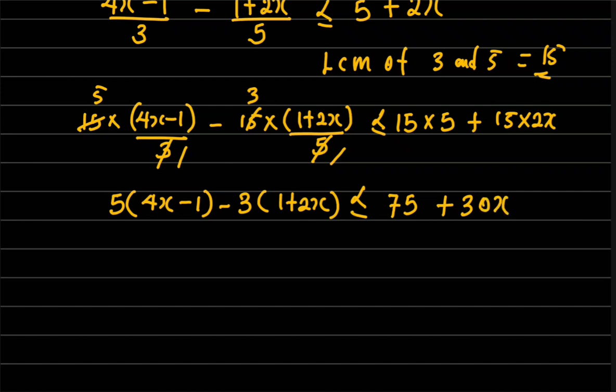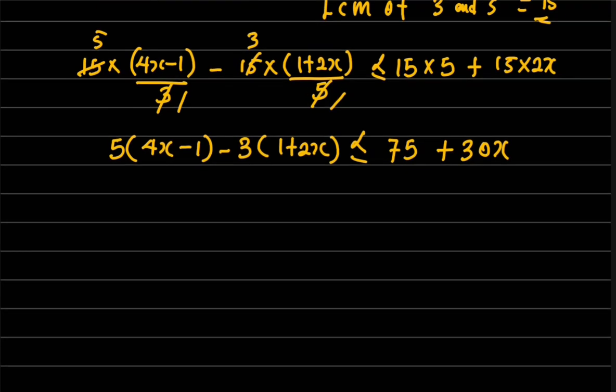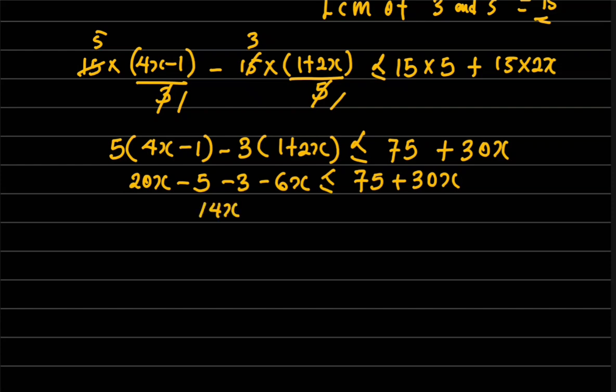Wow. Now, once you have this, the next thing you need to do is to expand everything so that you can collect like terms. 5 times 4x is 20x. Then minus 5. Then we have minus 3, then minus 6x, less than or equal to 75 plus 30x. Simplifying further, 20x minus 6x is going to be 14x. Then minus 5 minus 3 is going to be minus 8, less than or equal to 75 plus 30x. All right, good. So we collect the like terms.